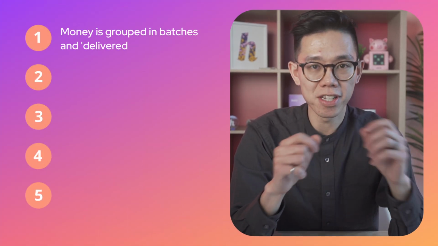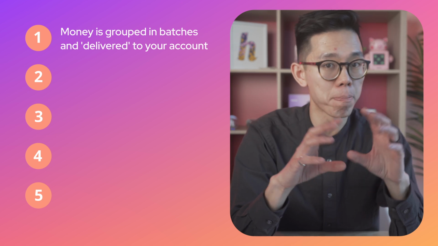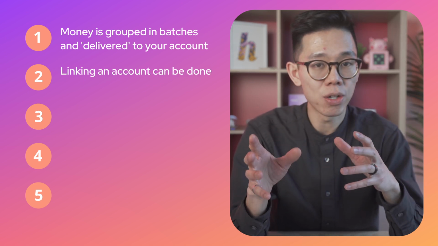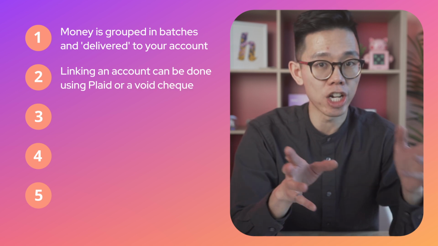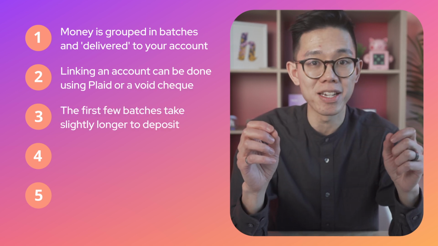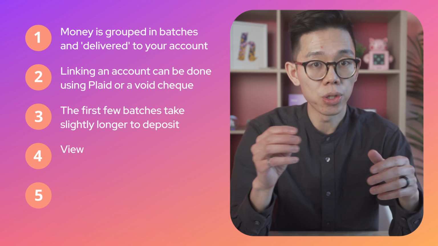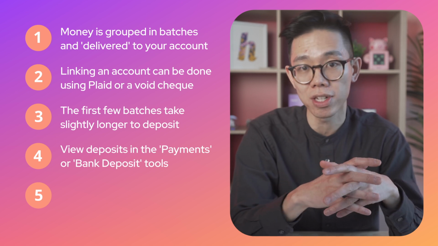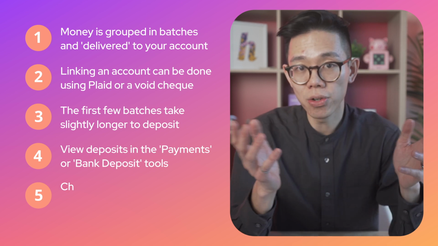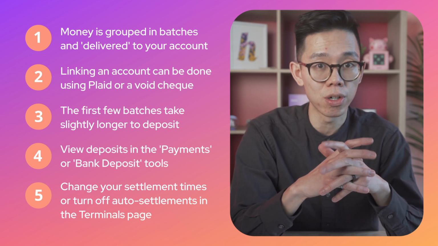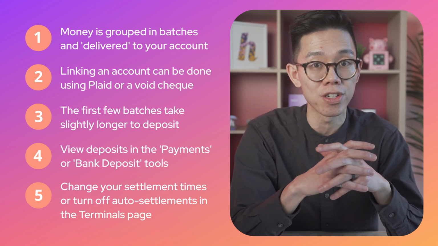We learned that batches and settlements can be represented by grouping money in baskets and delivering them to your vault. We learned how to link your bank account using Instant Link or uploading a void check. We learned that your first few deposits take a bit longer because we spend time learning your habits. We learned how to monitor your batches and deposits through the Payments and Bank Deposits tools in your account. And finally, we learned that you have the flexibility to change your settlement times on each of your terminals, or even bypass the auto settlement feature entirely.